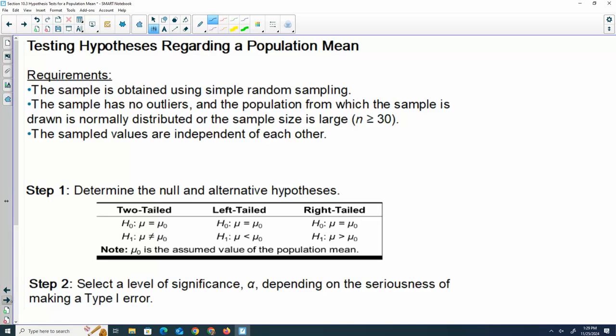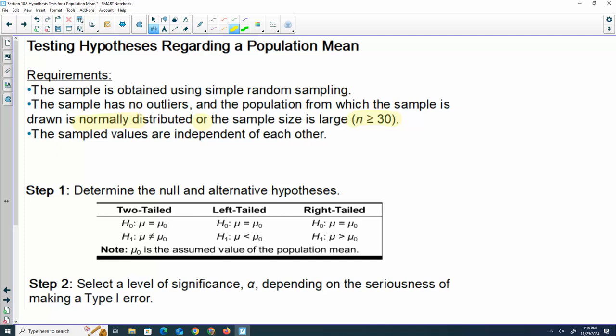The requirements: a simple random sample that's independent. The only one I'm actually going to ask you to verify is either it's normal or n is greater than 30. Same criteria we had for the mean before. So anytime I ask you to verify the criteria, either I have to tell you it's normal or the n has to be bigger than 30. And that's the only thing I'll ask you to verify.